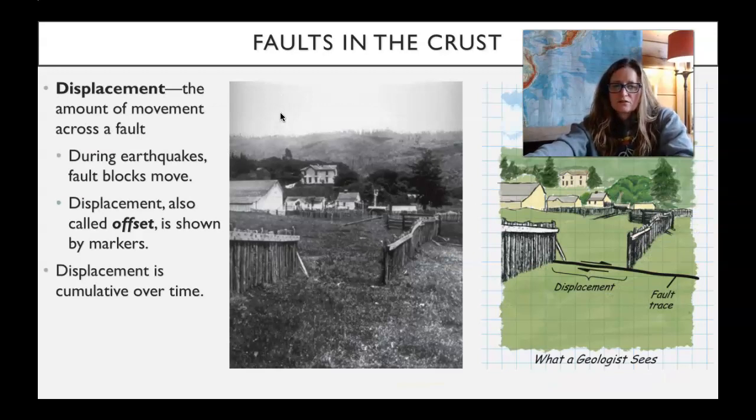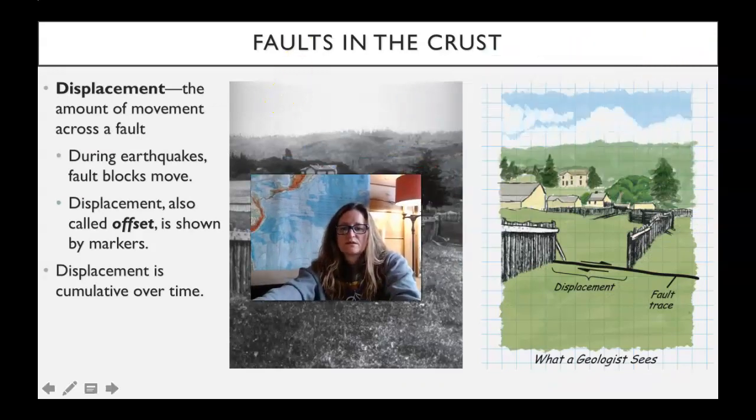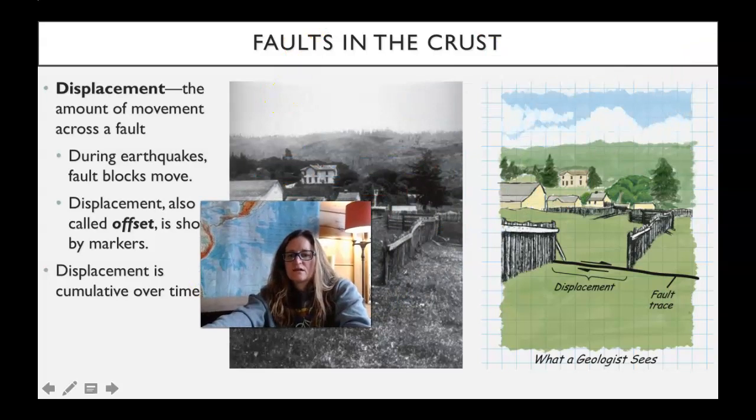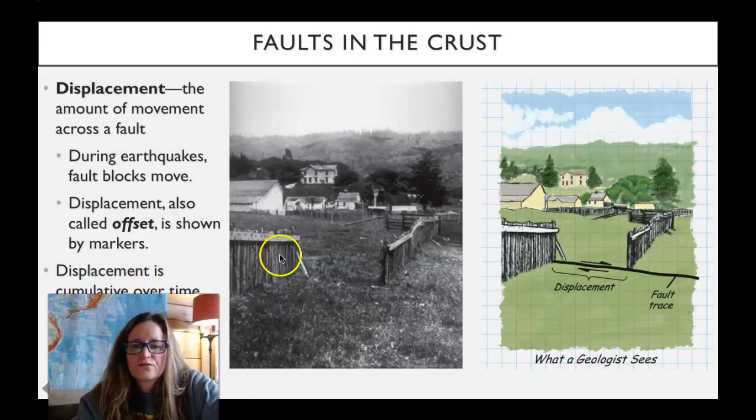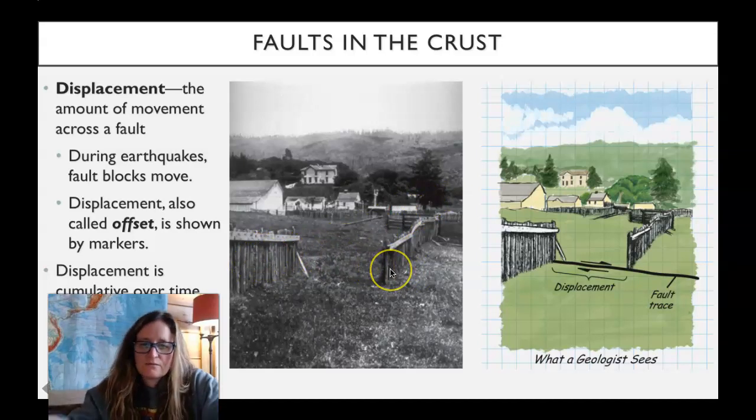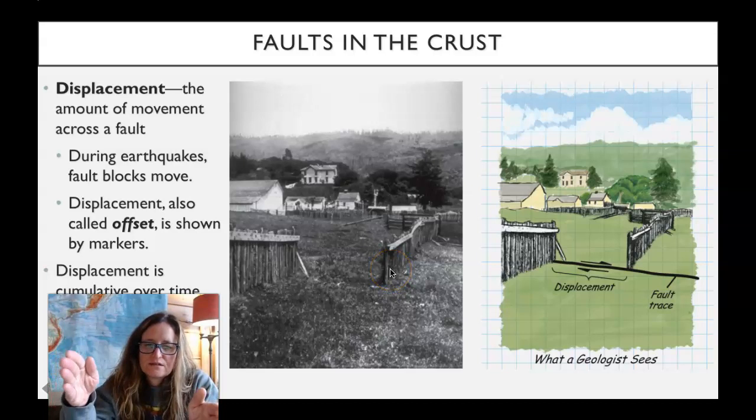The movement along the faults, we call that displacement. So we're displacing rocks as they slide side by side. In this image here, this fence was once a continuous fence, and now it's offset by some amount of space, and that offset we call displacement. So the fault, we can draw it between those two lines of fencing.